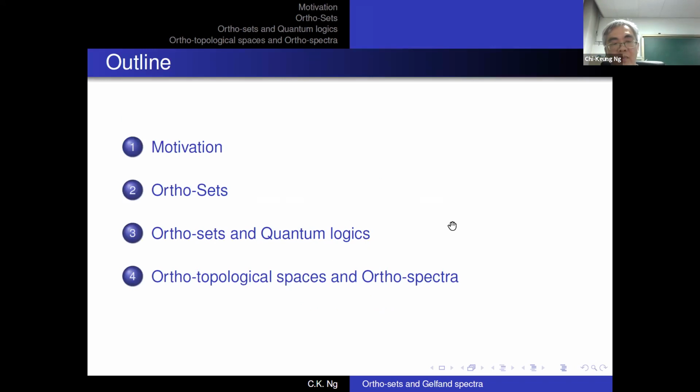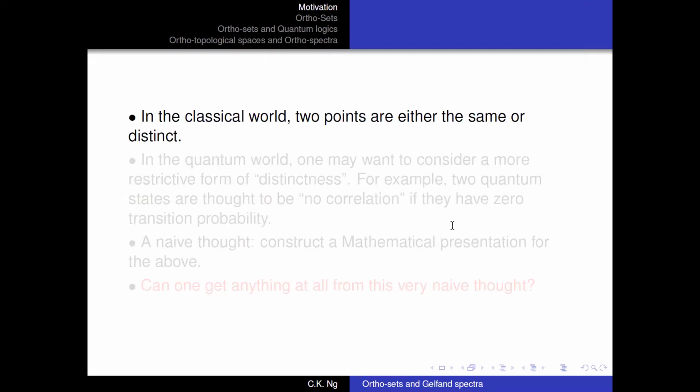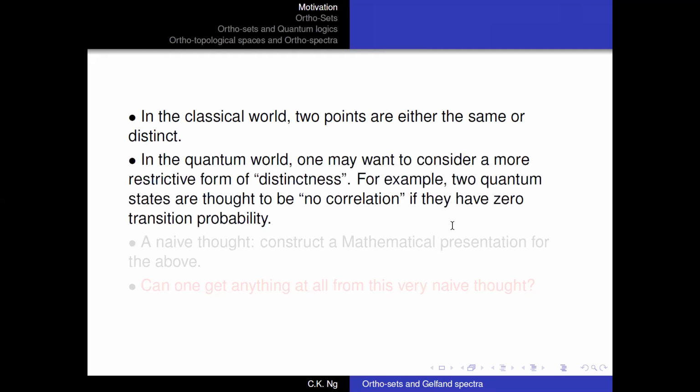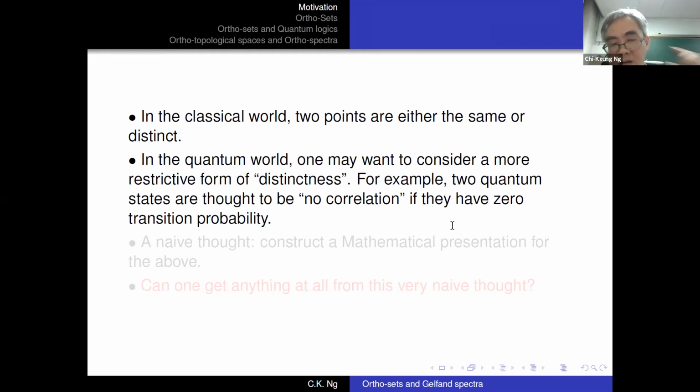Let me start. This is the plan. The motivation is something very naive. In the classical world, two points are either the same or distinct, but in the quantum world, sometimes I hear people saying they want two quantum states to have zero transition probability. In that sense, they will think that they are really distinct. So there are two kinds of distinctness. One is really distinct, which is for example this transition probability being zero.